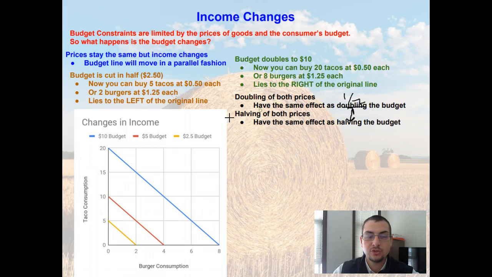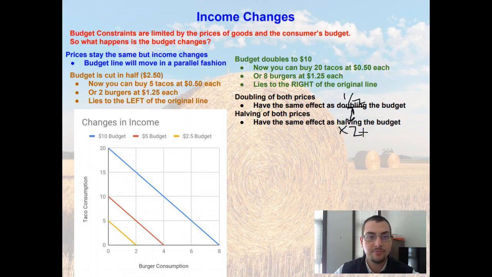Whereas if you took both of those prices and divided them by 2, where you halved both of the prices at the same time, now we're talking about both of the prices for tacos and burgers being cut in half at the same time. It would actually have the same effect as doubling the budget.